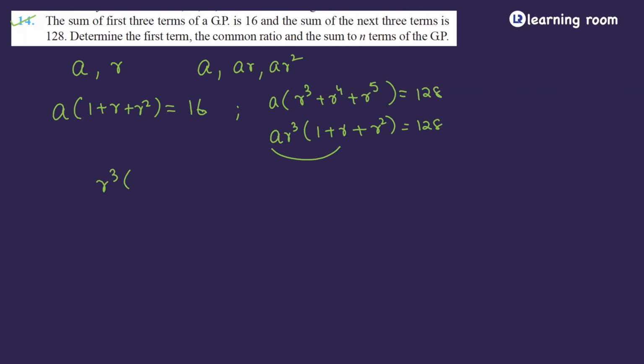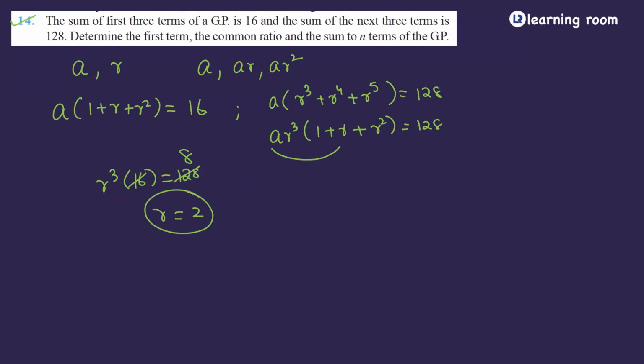So, R cube multiplied with this A into 1 plus R square, I am replacing it with 16. So, 16 is equal to 128. So, this should cancel this 8 times, because the last digit is 8. So, 6 8s is 48. Okay. So, R cube is equal to 8 means R will be equal to 2. So, R is equal to 2.